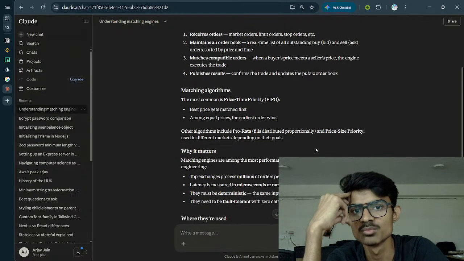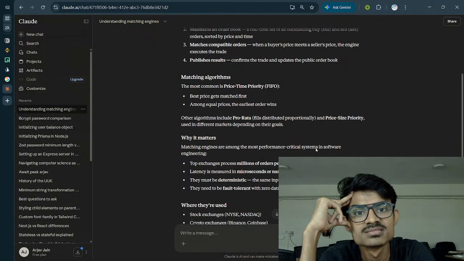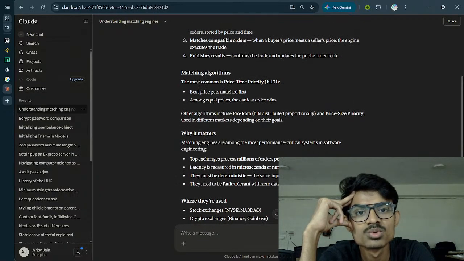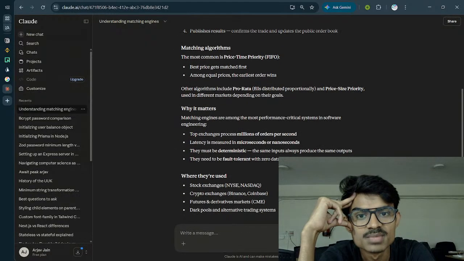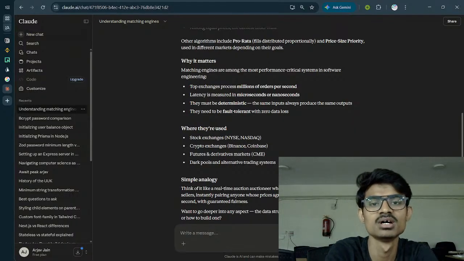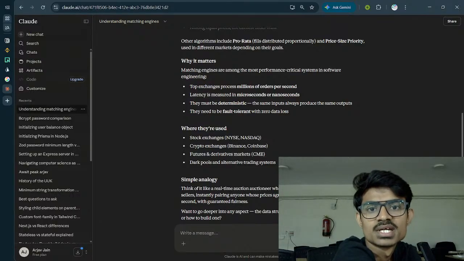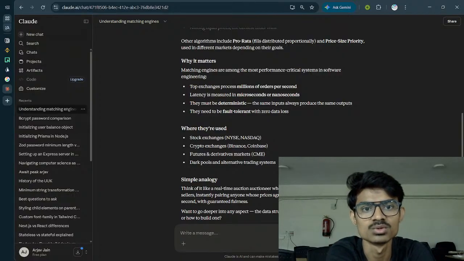Matching algorithms. The most common is price time priority. The best price gets matched first; among equal prices, the earliest order wins. Other algorithms include pro rata, fills distributed proportionally, and price size priority, used in different markets depending on their goals. Why it matters? Matching engines are among the most performance critical systems in software engineering. Top exchanges process millions of orders per second. Latencies measured in microseconds or nanoseconds. They must be deterministic. The same inputs always produce the same outputs. They need to be fault tolerant with zero data loss.